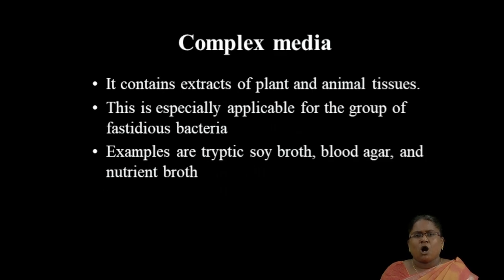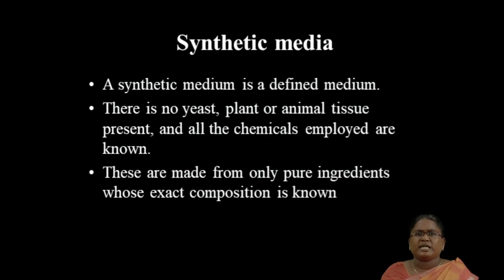Complex media. Complex media means the composition of this media is unknown. This media contains extracts of plant or animal tissues. Example: tryptic soy broth, blood agar and nutrient broth. Next one, synthetic media. Synthetic medium is a defined medium. So, the composition of this medium is very well known. It is also purely made from chemical substances.